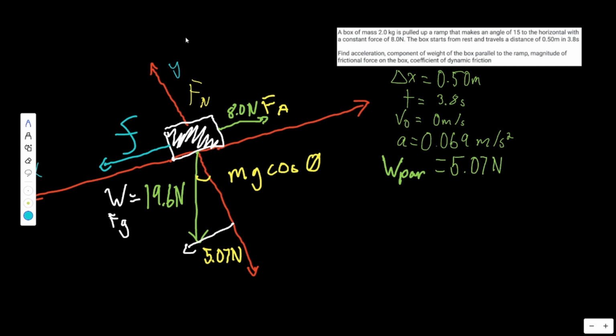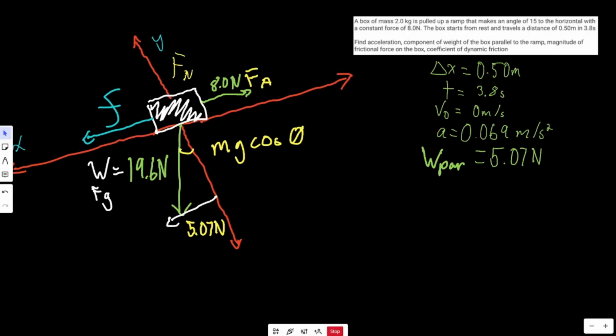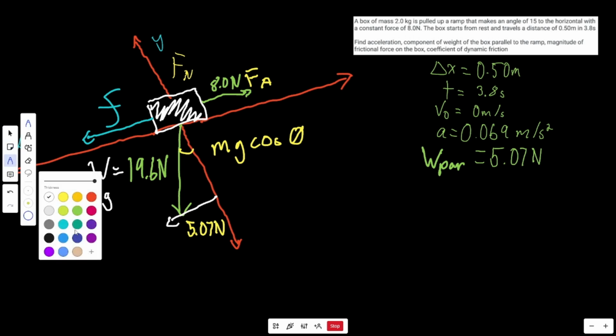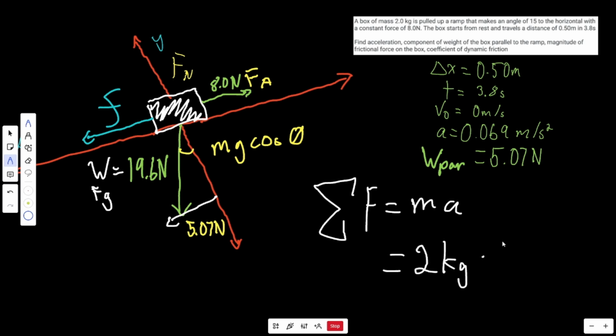Well, we're just going to recount the laws of Newton. The laws of Newton says that the summation of forces should be equal to mass times acceleration. So we can start with this first. The summation of forces should be equal to 2 kilograms times our derived acceleration, 0.069.